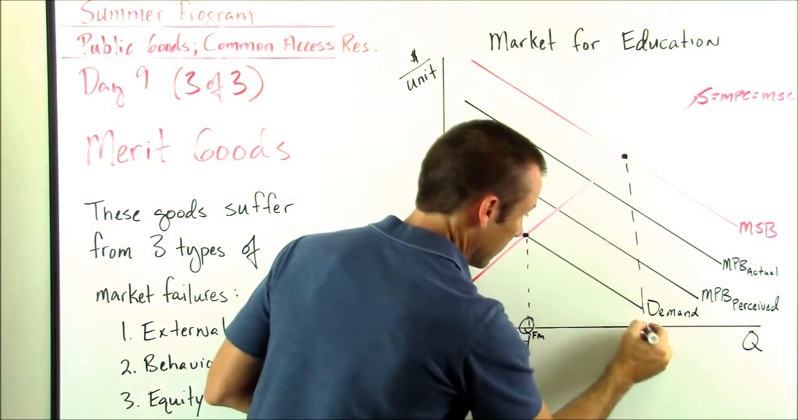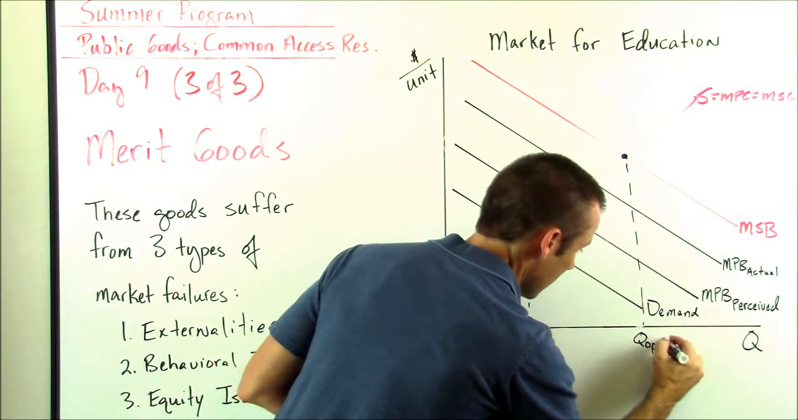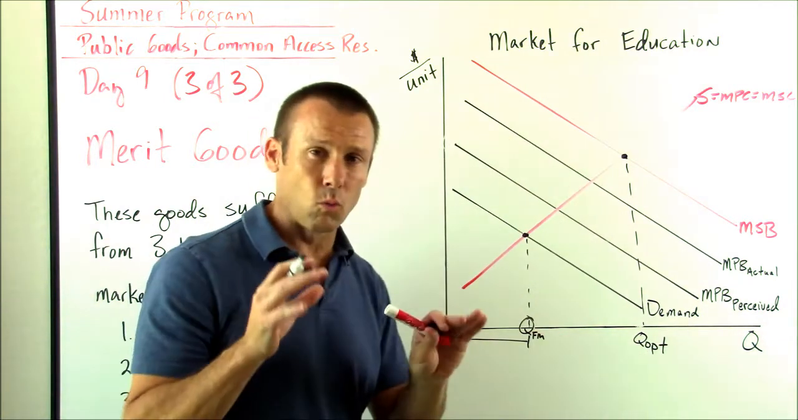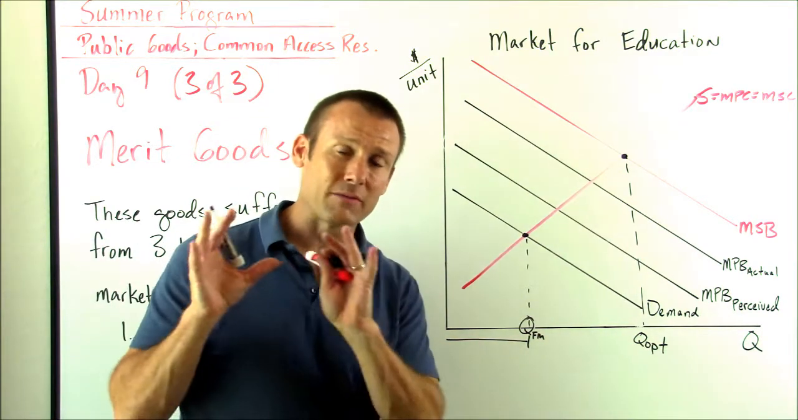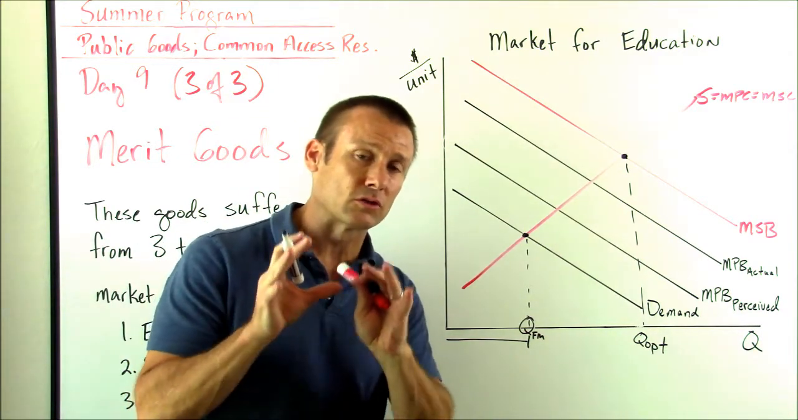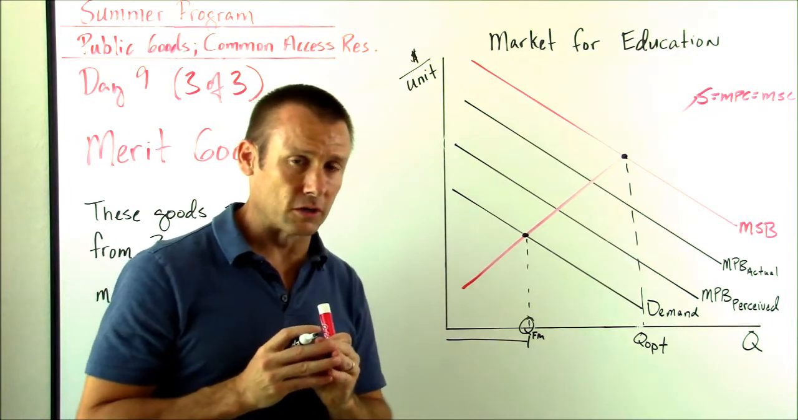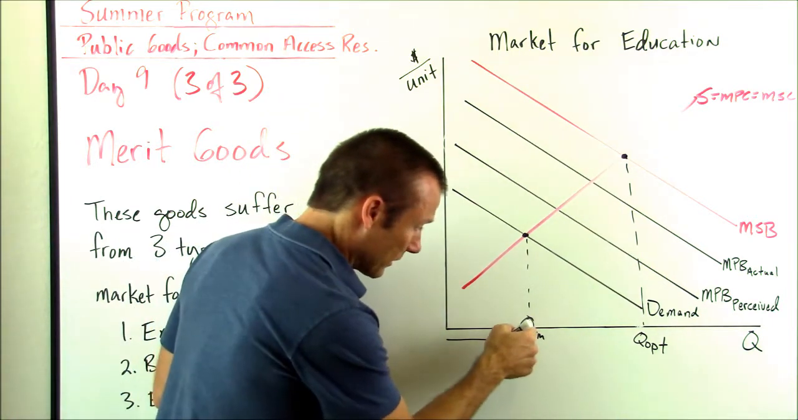I'm going to bring this down. Here is my Q opt. That's where we want to be. That's where we are allocatively efficient. We want to be here. That's where we have allocated the correct amount of resources to the production of the good. If we leave the market alone, again, we're going to be here.